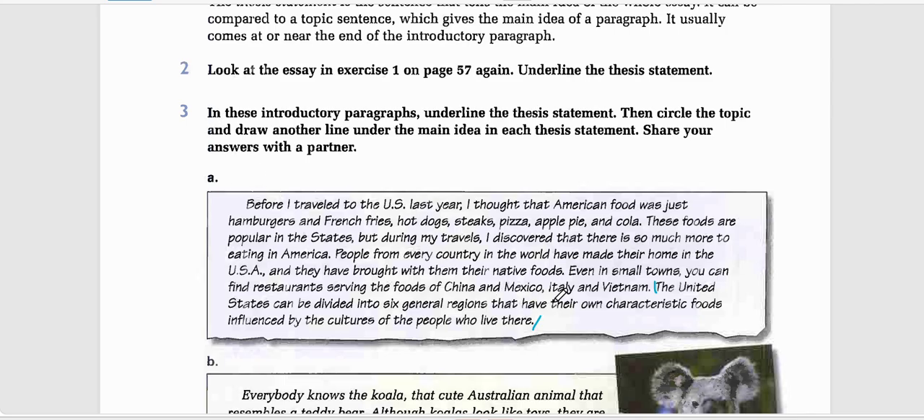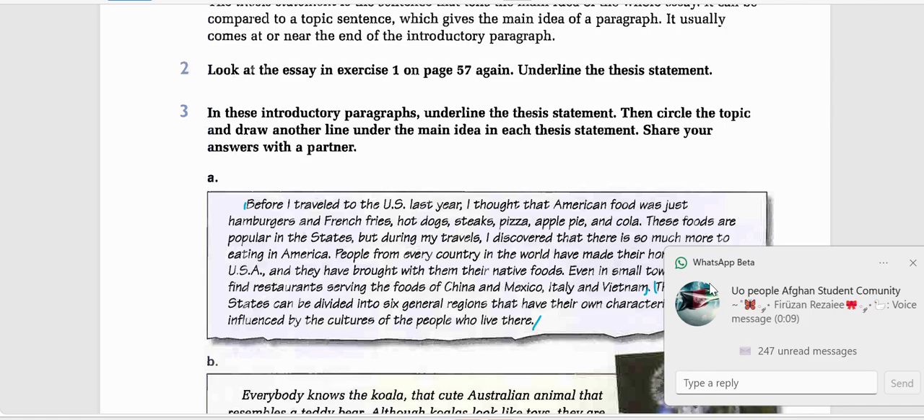Because in the introductory part we have kind of introduction until here. From here until here it's kind of introduction, but the last sentence is the thesis statement. Why? Because it says the United States can be divided into six general regions that have their own characteristic foods influenced by the cultures of the people who live there. So the other parts from here until here were all introduction. It was giving information. See, before I traveled in the US last year, I was thinking this, and now I think this because I saw that there are a lot of ethnicities in the USA, and they brought their native foods there. So this is all in one sentence.